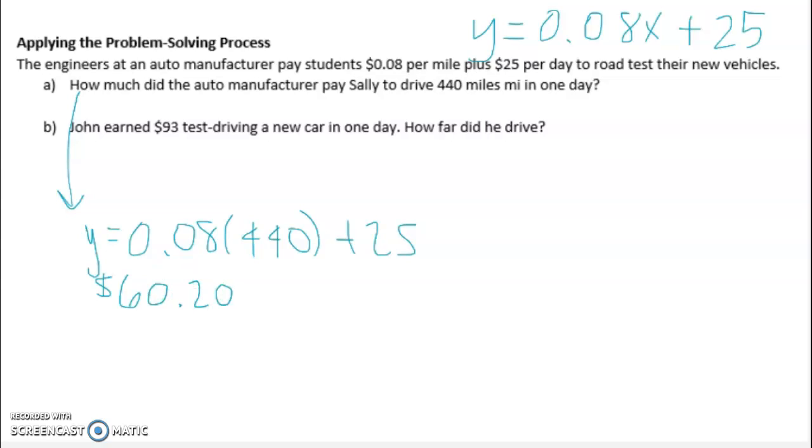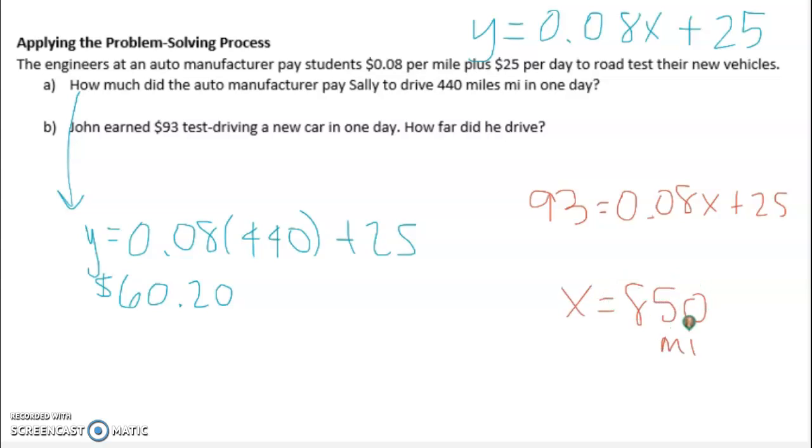For part B, I'm telling you that John earned $93 one day. I want to know how far he drove. So that's 93 equals 0.08x plus 25, and then you are solving that for x. As a check, when you do that, you should have gotten that he drove 850 miles.